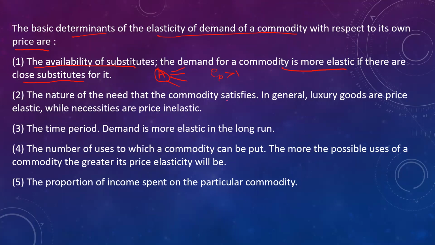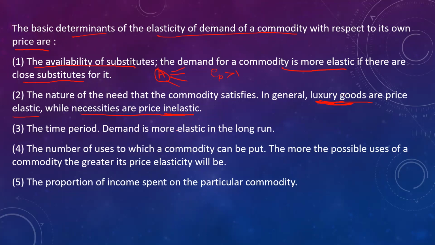Then the nature of need of the commodity. In general, luxury goods are price elastic, while necessities are price inelastic. Now necessity goods, in any condition we need them. So for that, whatever may be the price, we will purchase them. So the necessities become inelastic, whereas luxury goods, if we can't purchase it, we won't go to luxury goods. So here they are price elastic.